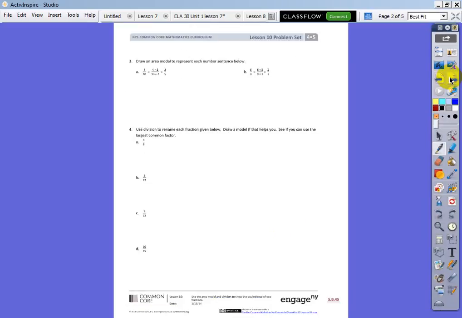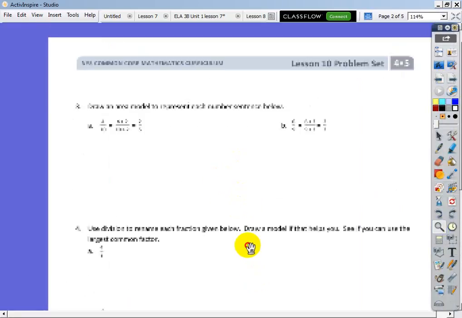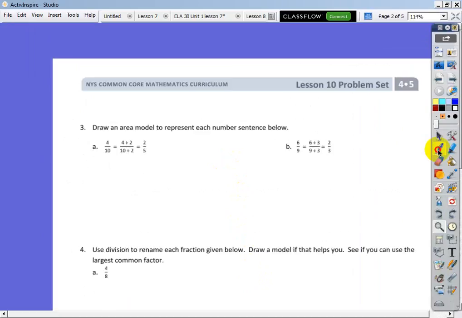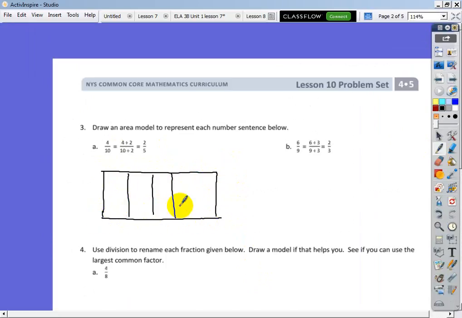Next page. All right. These, they want you to draw the area model to show this. Was it 1 times 4 tenths? And it could be the same thing as 2 fifths. All right. So, tenths. 1, 2, 3, 4. There's fifths. Here's tenths. 1, 2, 3, 4, 5, 6, 7, 8, 9, 10. Because I took the fifths and cut them in half and doubled to be tenths. So I need 4 of them. 1, 2, 3, 4. That's 4 tenths.